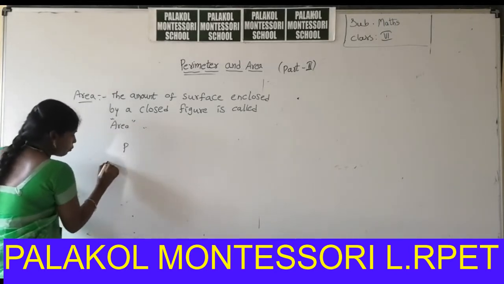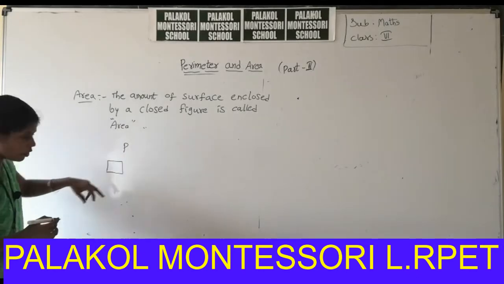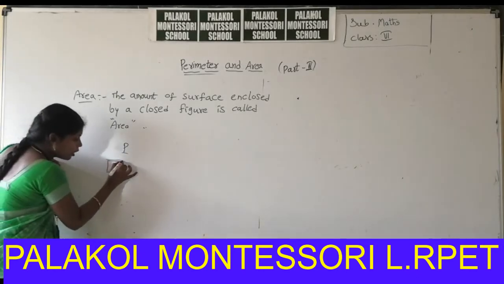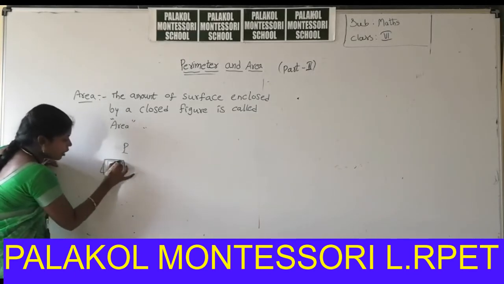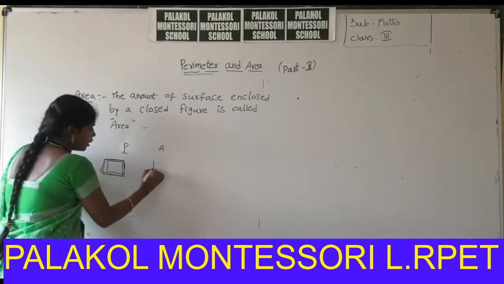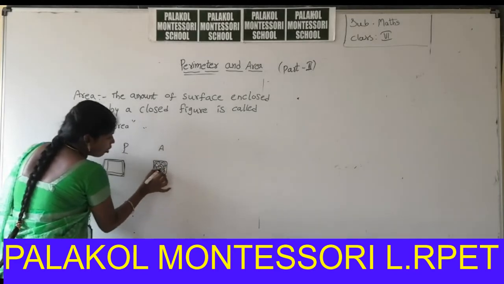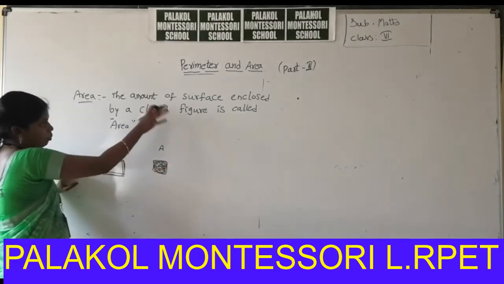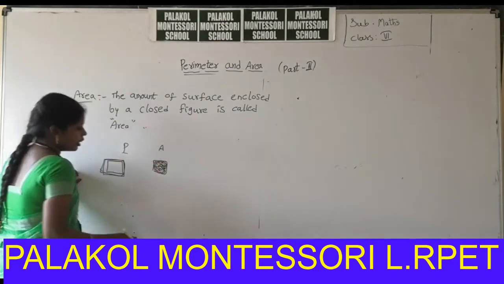For perimeter, for example, you can take a square shape. How can we find the perimeter? We can find the perimeter by the boundary. In the perimeter we find the boundary, which is nothing but the length of the sides. In area, this closed surface, this space, we call it area. The amount of surface enclosed by a closed figure is called area.